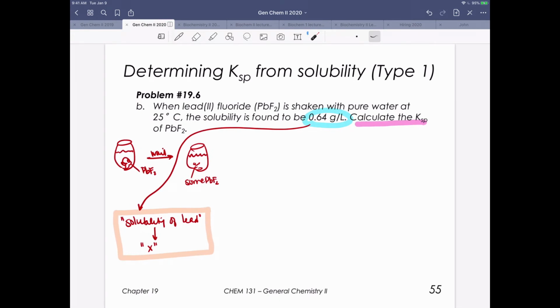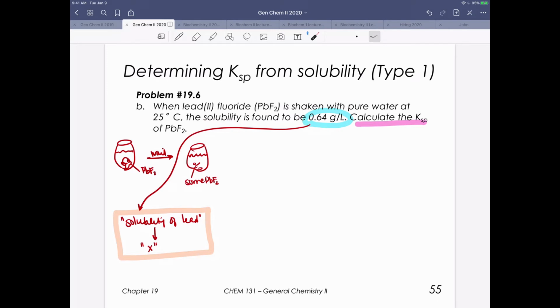So, I've drawn just a little picture here to help us think about this next problem. But again, this is another determining KSP problem, so a type 1 type problem. So we're going to see a lot of problems here that talk about either forming precipitates or solubilizing something. So again, this problem tells us when lead fluoride is shaken with pure water at 25 degrees C, the solubility is found to be this number.